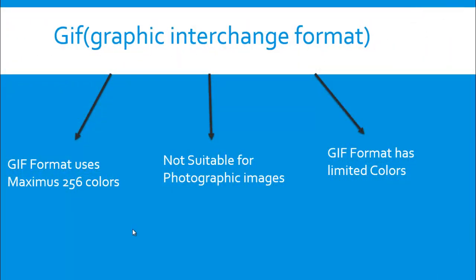Graphic Interchange Format, GIF. The GIF format uses a maximum of 256 colors. It is not suitable for photographic images. The GIF format has limited color. You can write these three points: it has limited color, it is not suitable for photographic images, and it has 256 colors. With the help of 256 colors, you can make any color.